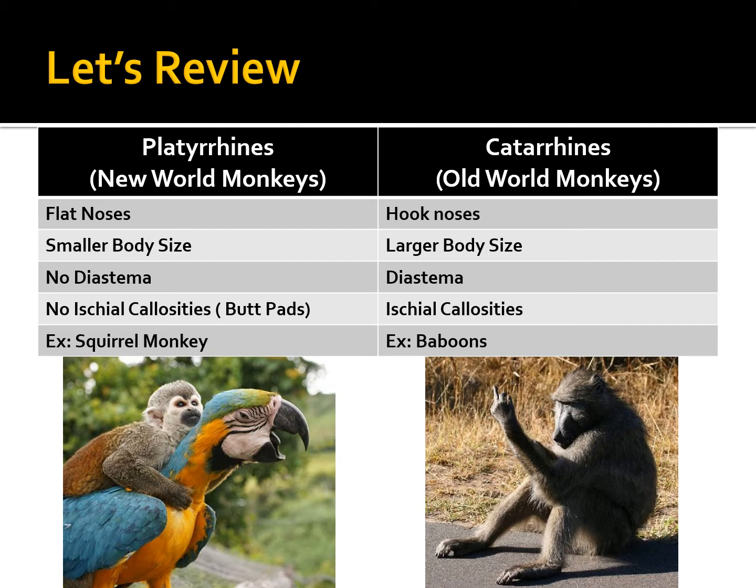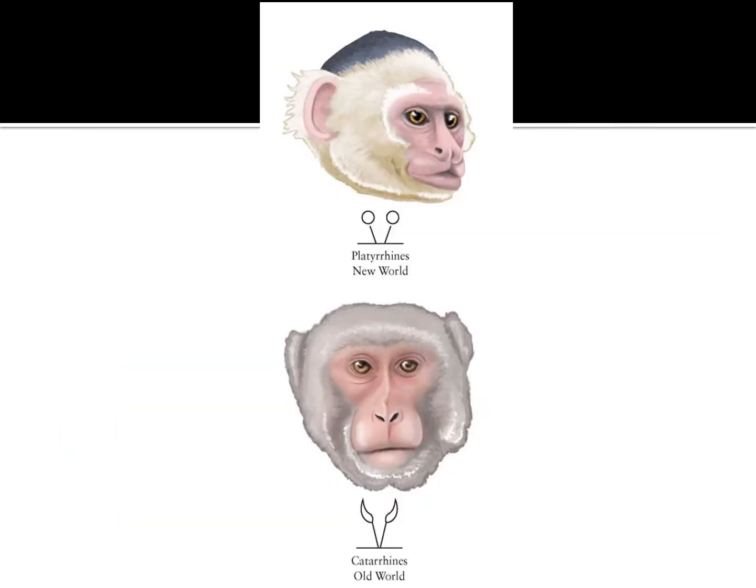For your catarrhines, on the other hand, your Old World monkeys, they have hook-shaped noses and a larger body size. There is a diastema in the lower tooth row, and they have ischial callosities, which are those butt pads. An example would be your baboons, like the one featured here, who's making a very nasty gesture. This shows you the difference between hook noses versus flat noses. When you see a platyrrhine, you're looking at nostrils that are wide and open, whereas with catarrhines, you have hook noses with nostrils that are slits rather than open holes.